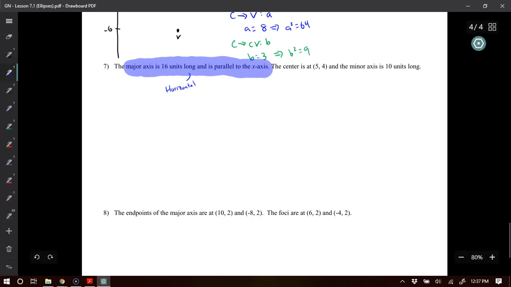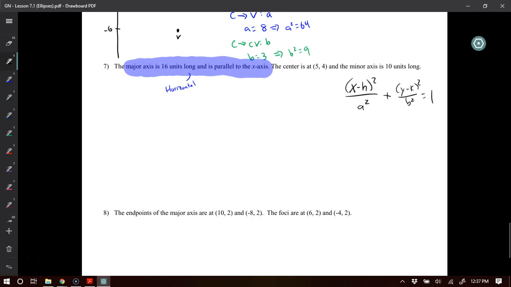Again, why do we need to know if it's horizontal or vertical? Because you need to know what your goal is. And the goal for a horizontal ellipse is for the a squared to be under the x minus h, and for the b squared to be under the y minus k. So that's my goal. I want to write that formula down.